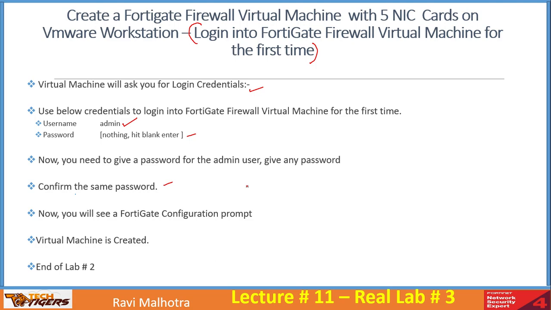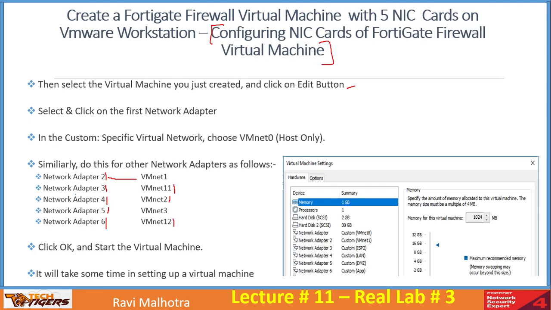The virtual machine is created, and this is the end of lab number 3. Actually, this is not the end of lab number 2. That's a typo mistake. That's the next lab, right? So this was the end of lab number 3, guys. Let me just recap. In this lab, lab number 3, lecture number 11, we have learned how to create a FortiGate Firewall virtual machine with 5 NIC cards, and how to give VLAN membership to each of the interfaces of the firewall virtual machine.